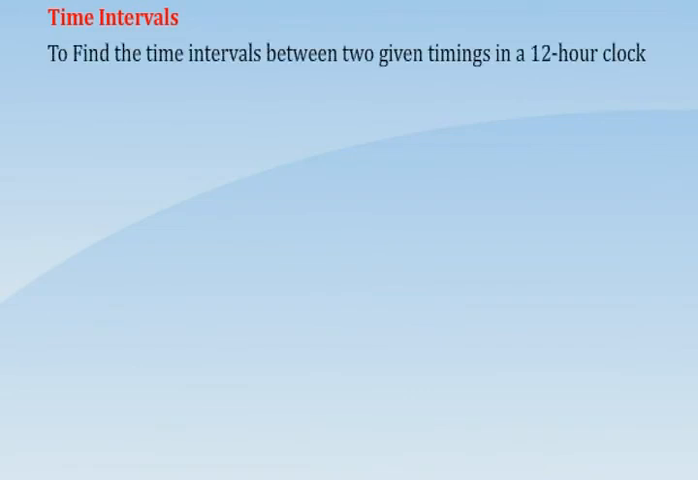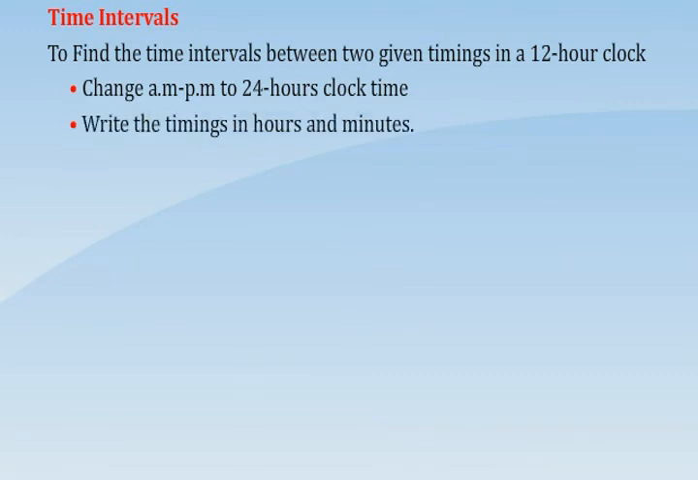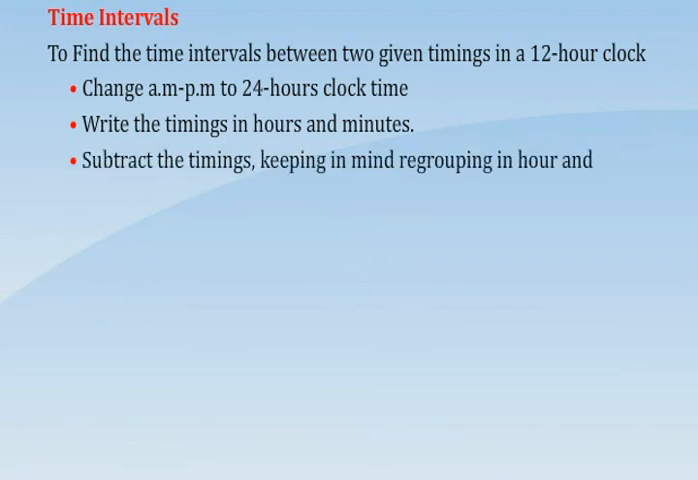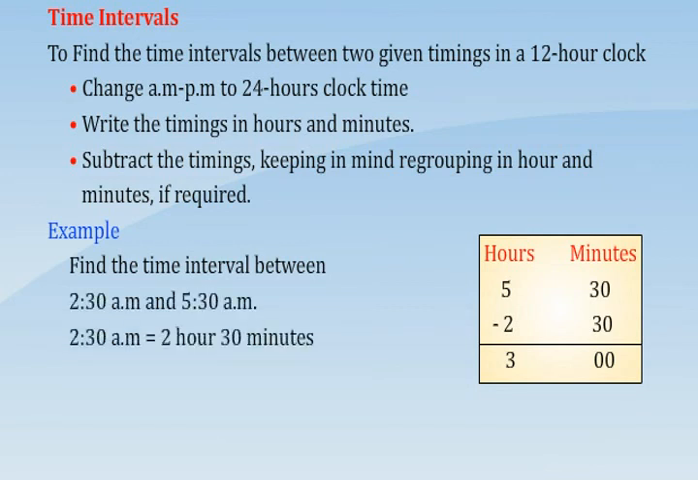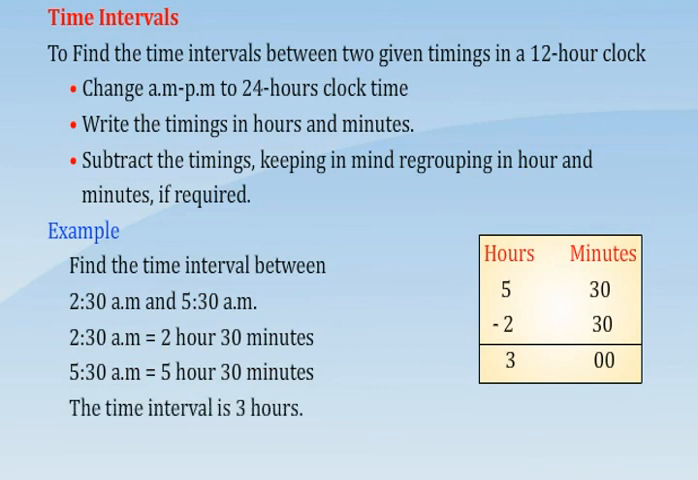Time intervals. To find the time interval between two given timings in a 12 o'clock, change AM, PM to 24-hour clock time. Write the timings in hours and minutes. Subtract the timings, keeping in mind regrouping in hours and minutes if required. Example: find the time interval between 2:30 a.m. and 5:30 a.m. 2:30 a.m. is equal to 2 hours 30 minutes. 5:30 a.m. is equal to 5 hours 30 minutes. The time interval is 3 hours.